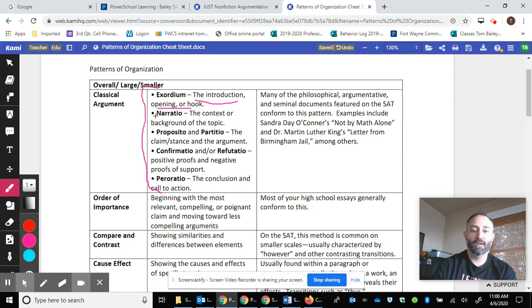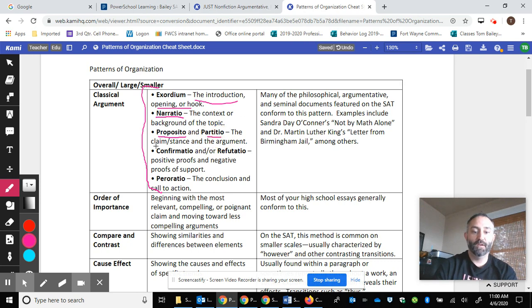The next part of a classical argument is known as the narratio. And what that refers to is basically narrating and telling the story of the topic, like what is happening in this. In Dr. King's letter from Birmingham jail, he narrates why he's there and why injustice anywhere is a threat to justice everywhere. So he tells the story of the context of his rhetorical argument and why he has done what he has done, which then brings us to what is known as the proposito and the partitio.